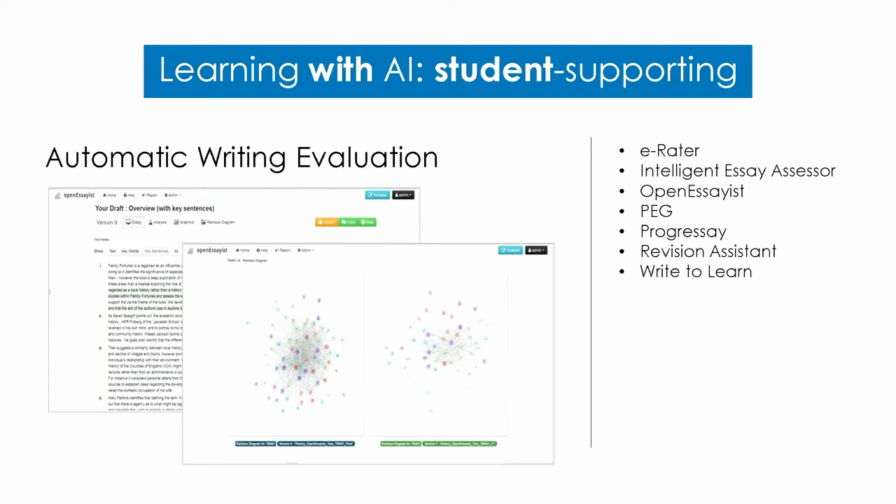Then we have automatic writing evaluation. These are tools where you plug in the assignment and the AI does the marking. Yeah, I'm not convinced by this, by the way. These are used a lot in the US for access to universities, but they're really quite problematic.